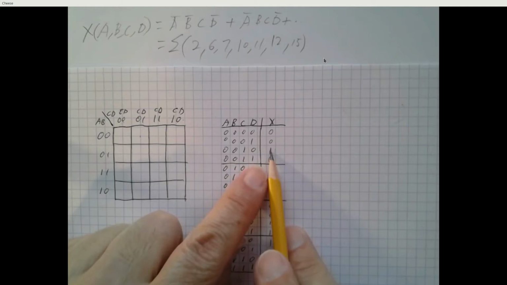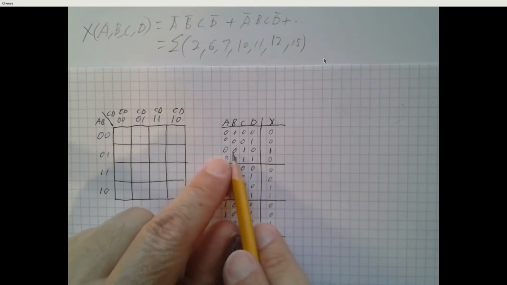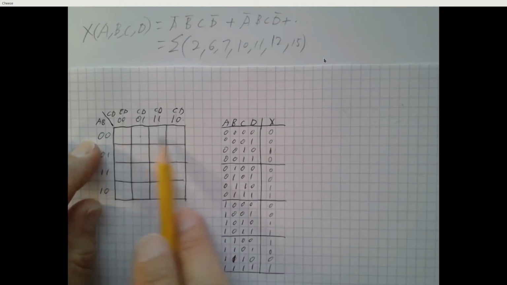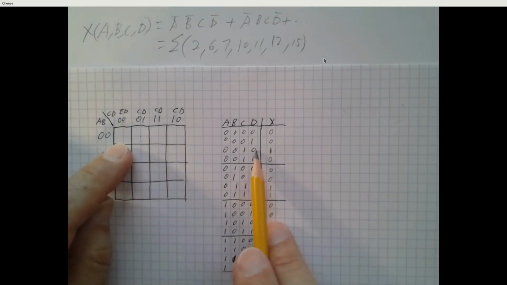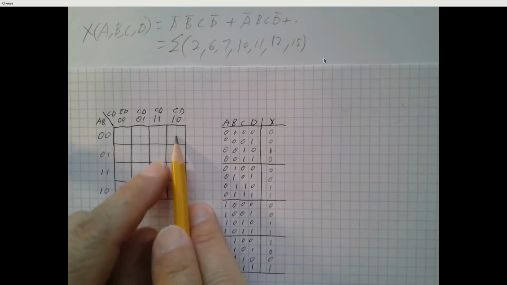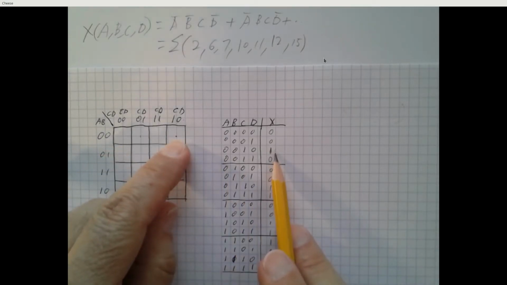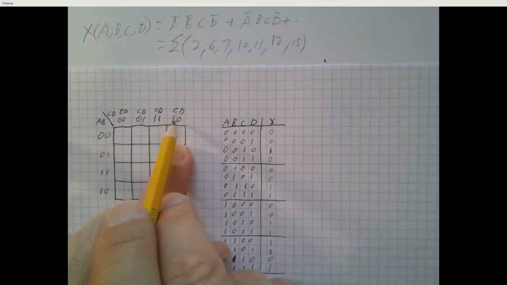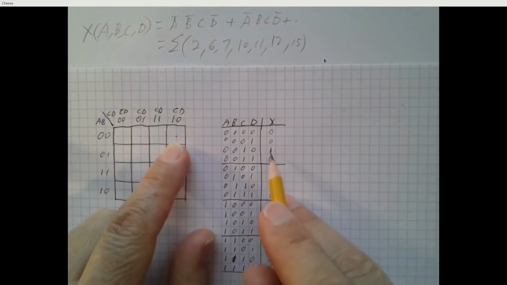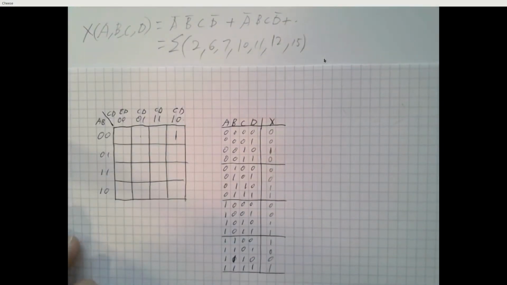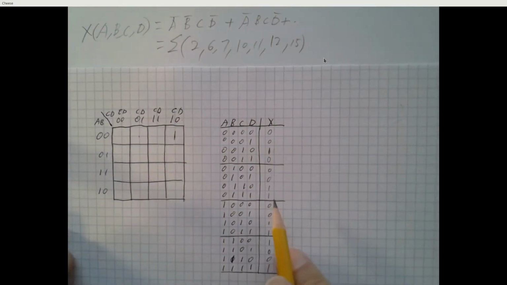So for example, this one right here, we want to place it where A and B are both 0, which means it's going to be somewhere in this top set of 4 boxes. And we want to place it where C and D are 1, 0, respectively. Well, CD 1, 0, that's this column right here. So this box right here corresponds to this entry of the truth table. Okay, 0, 0, 1, 0, 0, 0, 1, 0. So we transfer the 1 into this entry in the K-map. And we do that for each entry where we have a 1 in the output.